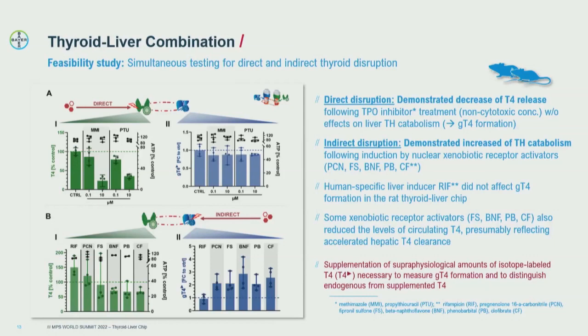In contrast, when we added liver inducers to the system, so nuclear xenobiotic receptor activators, we saw a nice increased stimulation in the accelerated catabolism of the thyroid hormone, here seen as a formation of T4 glucuronide. But we could also see a slight drop in the endogenous T4, which we believe is just reflecting the increased or accelerated clearance of the endogenous hormones.